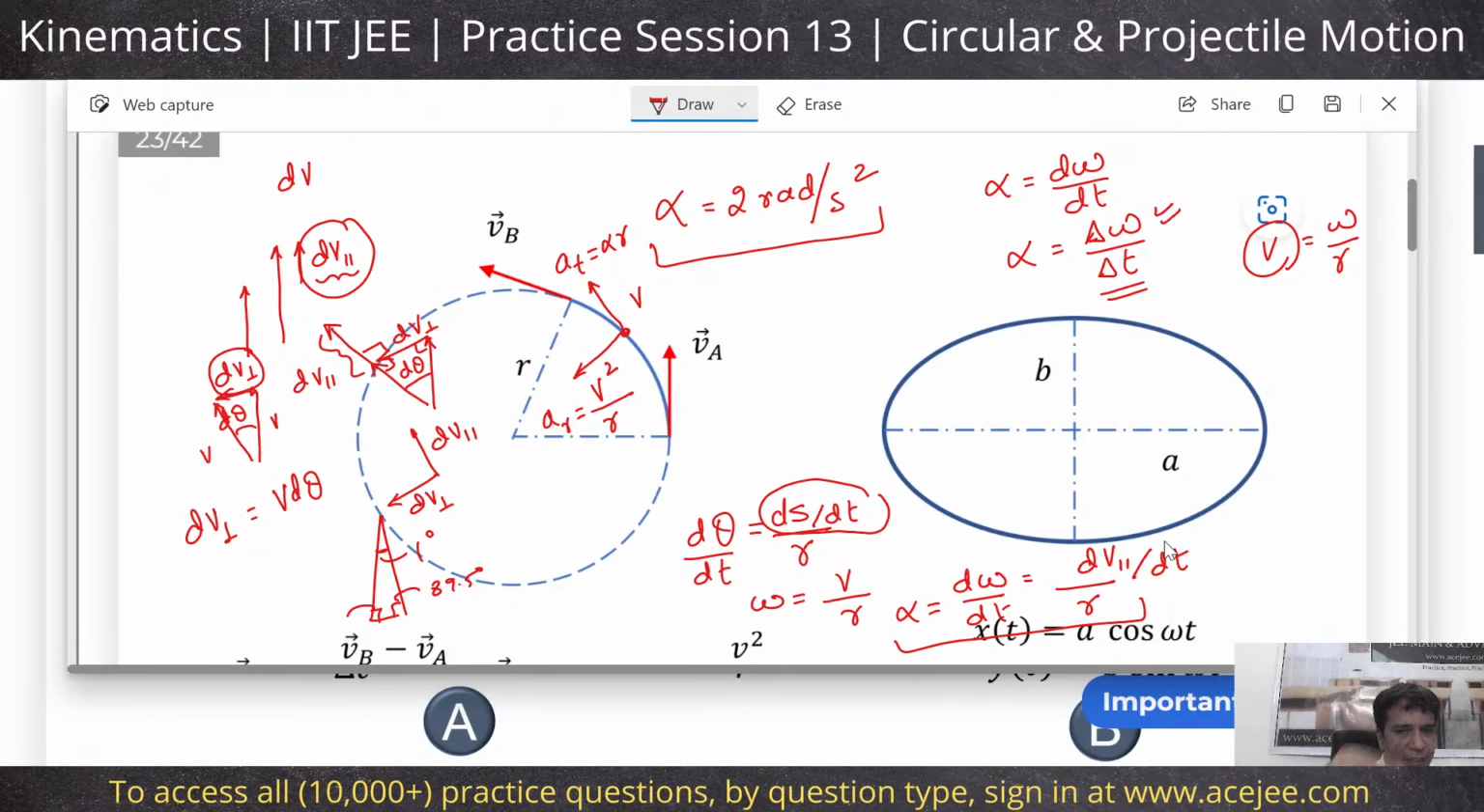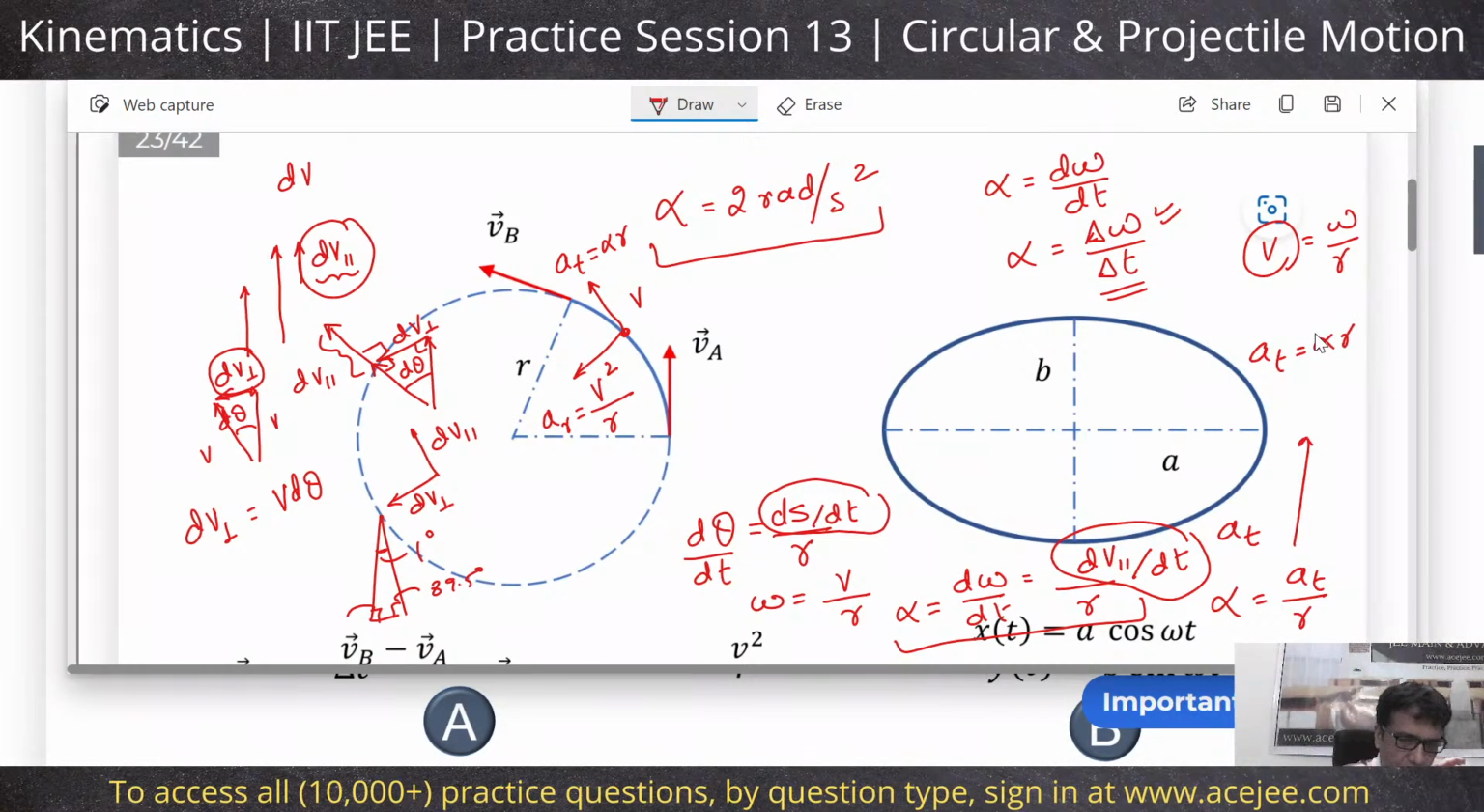Because, first of all, here we are writing theta equals s by r. It's not a vector quantity. We're just dealing with distances, right? So that's why I have concluded that what I'm writing is dv parallel, or the change in the magnitude of v. So I can write, this is my a tangential. So alpha is a tangential by R. So a tangential is alpha R.